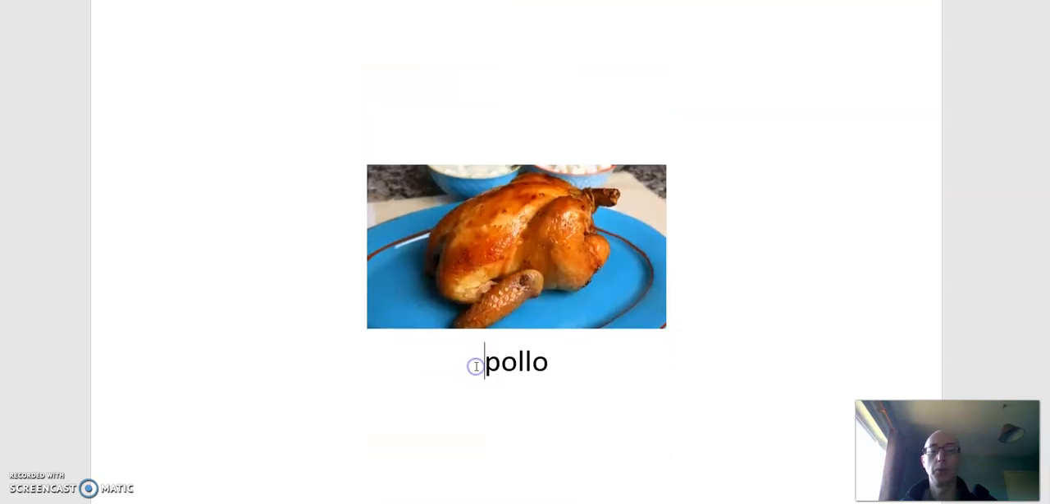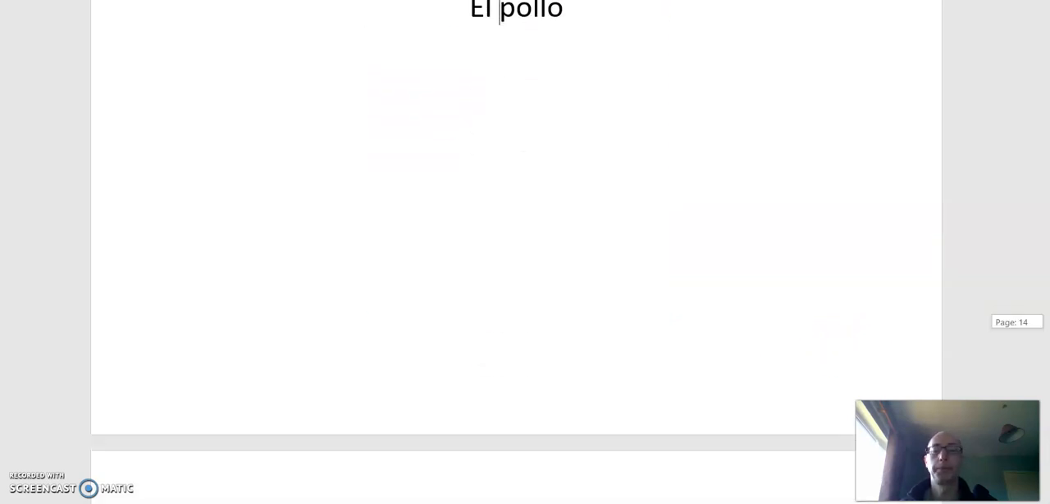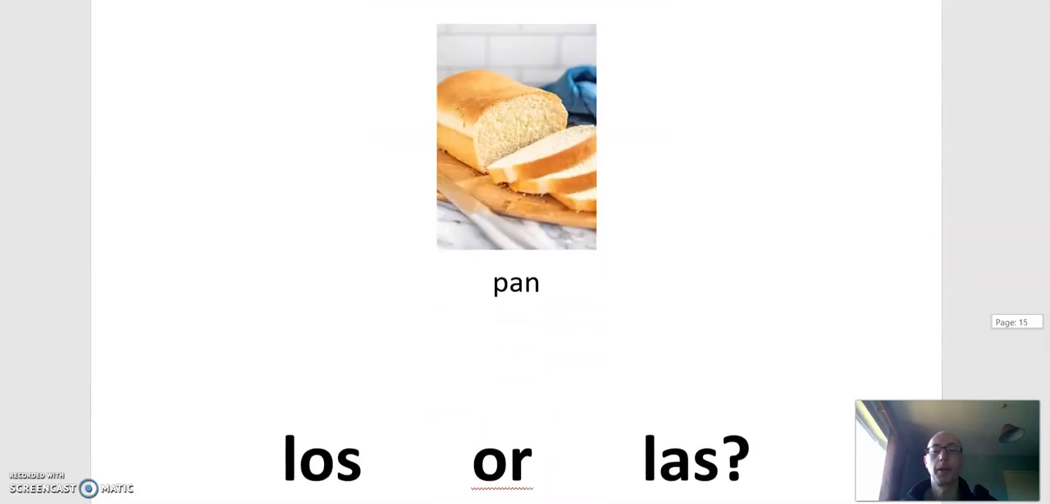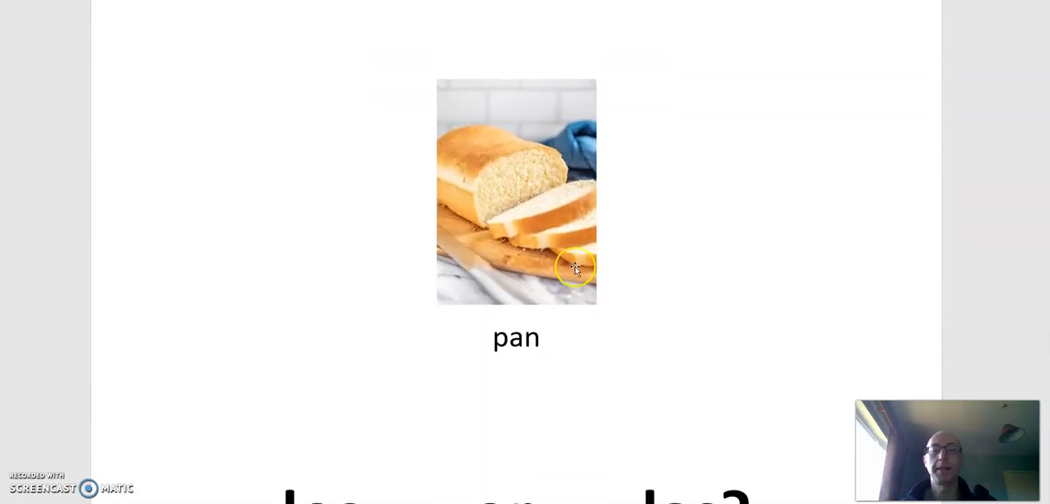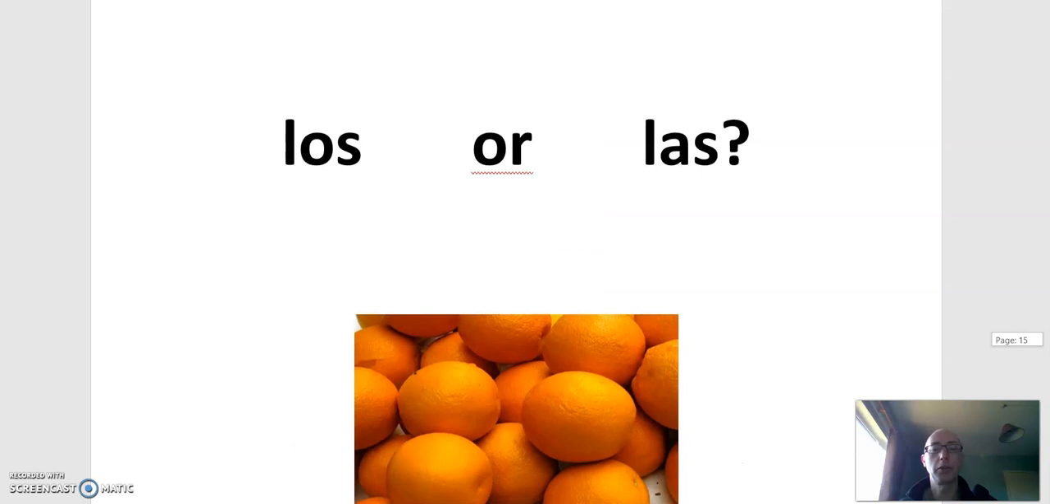Pollo, again we have an O, so that tells us that it's el pollo. And one more. Pan, again it's got an N at the end, so it doesn't help us really. The ending doesn't help us, so we have to learn it. And it's el pan. There's no reason for these, you can't really say there's a reason for these genders. This is just the way it's happened over hundreds, thousands of years.